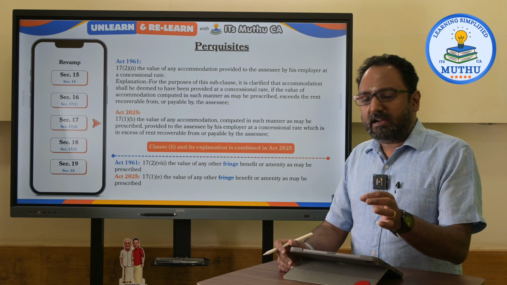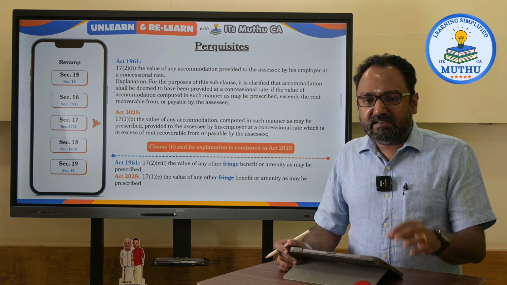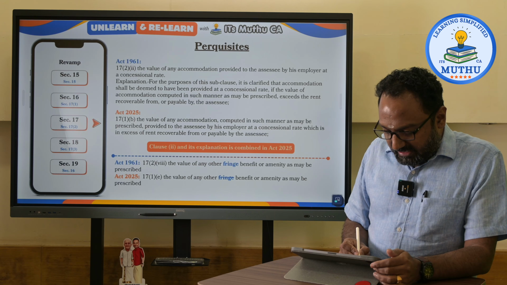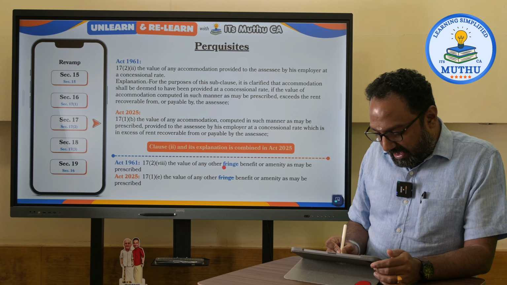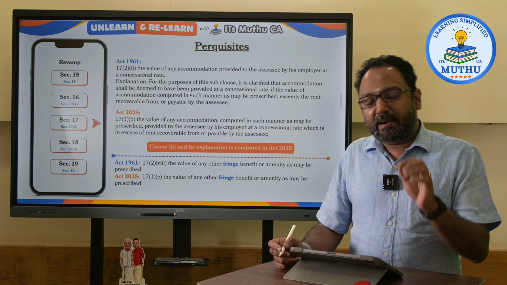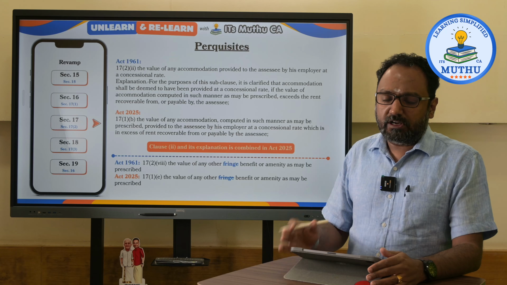Now, one more beautiful change. One of the important objectives of this new Act is removing everything that is redundant, removing everything that is irrelevant. Now look at this. 17(2)(8) says the value of any other fringe benefit or amenity as may be prescribed is also a perquisite, right? There are a lot of things that are again listed in Rule 3.